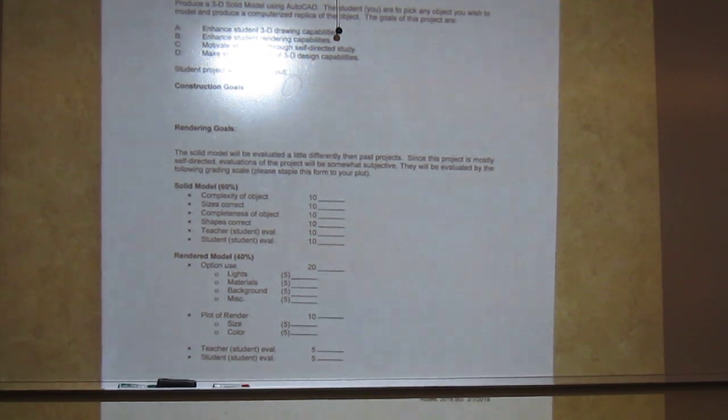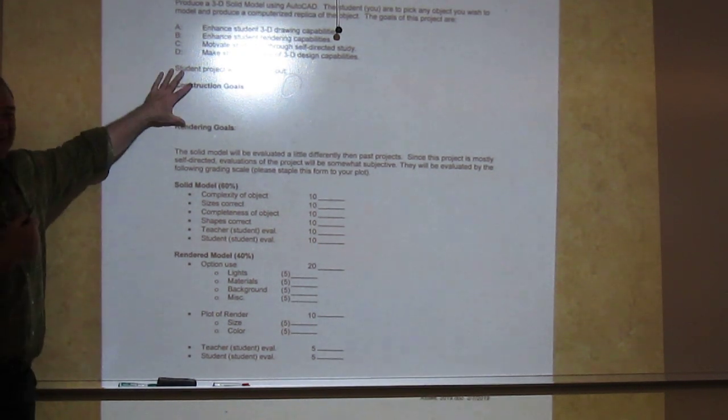Okay, you're going to produce a 3D solid using AutoCAD. The student gets to pick any object you wish to model, and you produce a computerized replica of it. And then I think you folks are going to be amazed at what you can do. Every year it happens. I have no idea how I got this thing done. Anything you want. Now, you do have to run it by me, and we're going to discuss it.